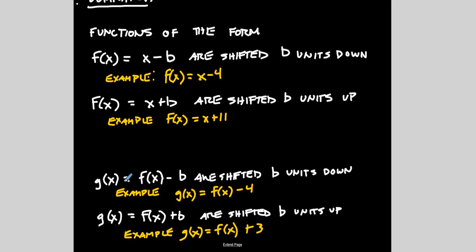So if I write g of x equals f of x minus b, these functions mean the function f of x is shifted b units down. For example, g of x equals f of x minus 4 would be the function f of x shifted 4 units down. And g of x equals f of x plus b, these functions are shifted b units up. For example, g of x equals f of x plus 3 would be shifted 3 units up.